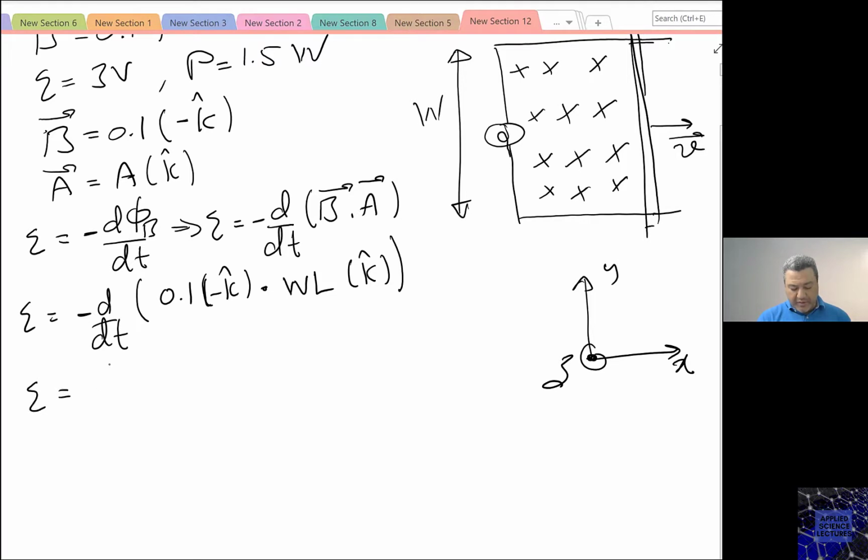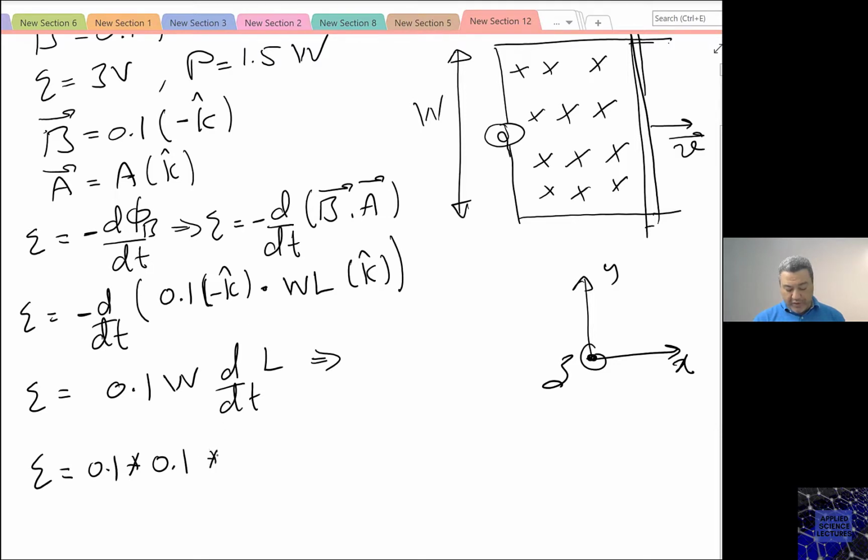Then epsilon is, now if you take the dot product between the B and the A, minus k hat dot k hat is going to give me minus 1. So here I have 0.1 will go outside, and also the W will go outside, so 0.1 W d over dt L. So epsilon is 0.1 times 10 centimeters, which is 0.01.